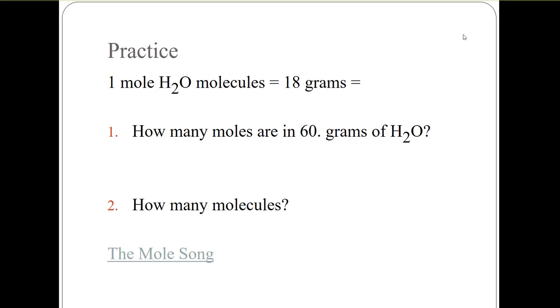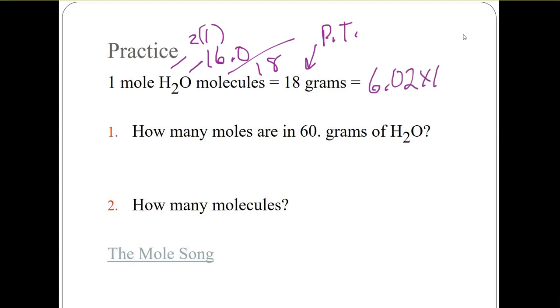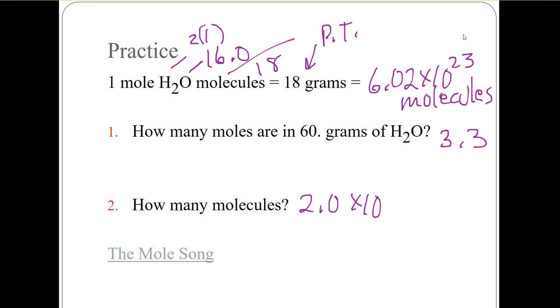Okay, we're back. So at the very, very top, we have 1 mole of water molecules is equal to 18 grams. I get that from my periodic table. And looking up oxygen, oxygen is 16. And each hydrogen is a 1, and I have 2 of them. So when I add all those up, I get 18. So that's where I got that. And it's also equal to Avogadro's number. Remember, Avogadro's number is equal to a mole. And this time it's molecules that I'm going to have as my unit there. So your answer to number 1 is 3.3. And your answer to number 2 is 2.0 times 10 to the 24th.